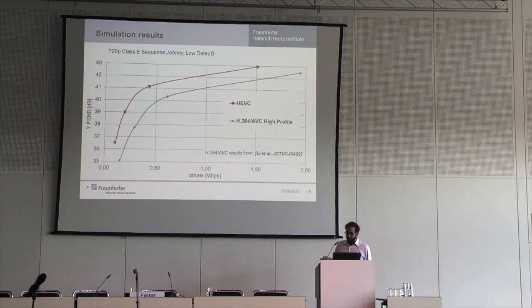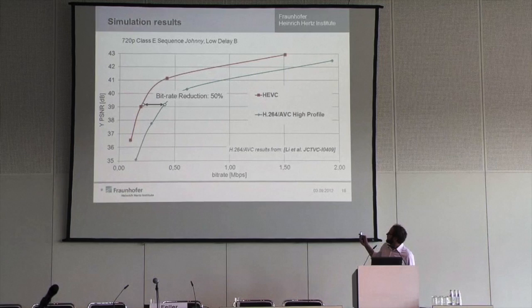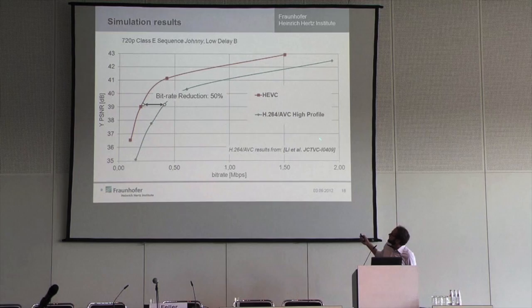So this is to show where we are. The red curve is HEVC with all tools on, and the green curve is H.264 high profile. For that 720p sequence for low delay B configuration, we can actually see a 50% bitrate reduction. The results are from a study from Microsoft, which can be found in that JCT-VC document.